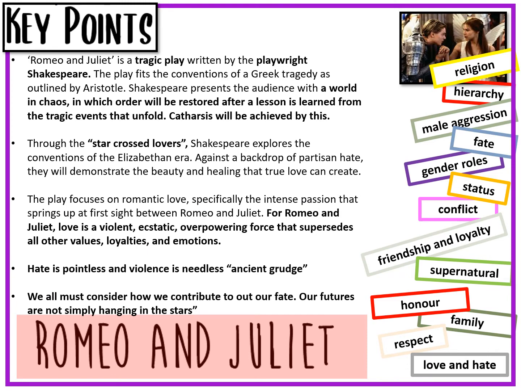Some key points and key words which you might want to use when writing about Romeo and Juliet. Remember that this is a play which deals with male aggression. It deals with the idea of gender roles, how men and women are supposed to behave. It deals with ideas of religion and fate, conflict, honour, family, love and hate, and respect. The play focuses on the romantic love between Romeo and Juliet, specifically that intense passion the characters have for one another. For Romeo and Juliet, their love is violent and overpowering, and it supersedes all their other values, loyalties, and emotions.